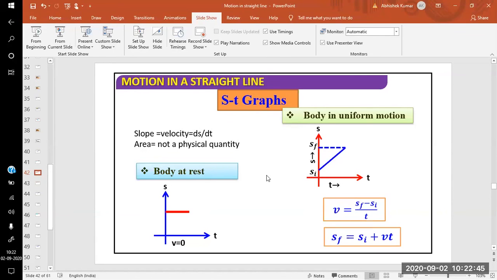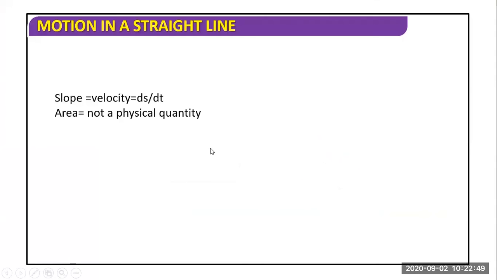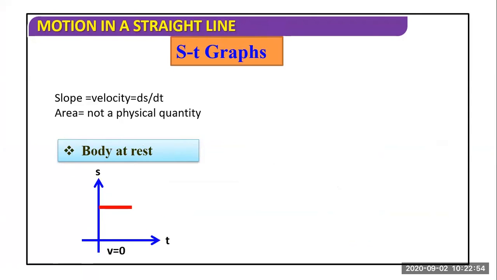So generally we do not find the area of the ST graph, we are only concerned with the slope. So we will see different kinds of ST graph. First is body at rest. If you consider a body at rest, then what should the position be? Constant. Position should not change with time. So velocity is 0, then position should not change with time. You can see this red line is horizontal, at which time S is not changing.